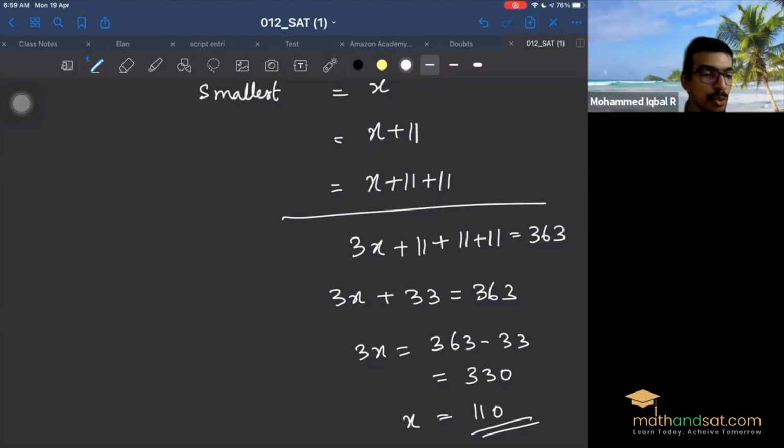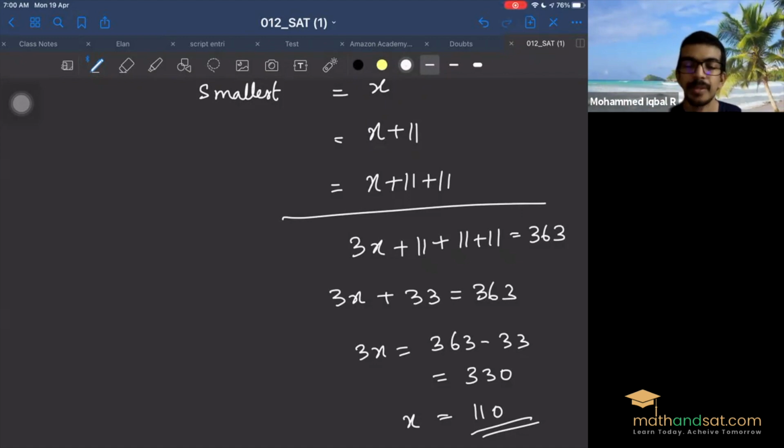Yes, of course, you could have taken the numbers as 11 times x, 11 times x plus 11, 11 times x plus 11 plus 11, but that's not really required. You can choose the smallest number as x. You don't have to really choose it as 11 times something.